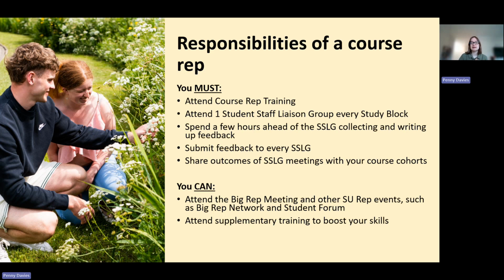And Student Forum is our general SU democracy process that you can also get involved with, which is another way to resolve non-academic feedback issues outside of your role as a representative. And again, we'll talk about that more in collecting feedback and all of the stuff to do with feedback.